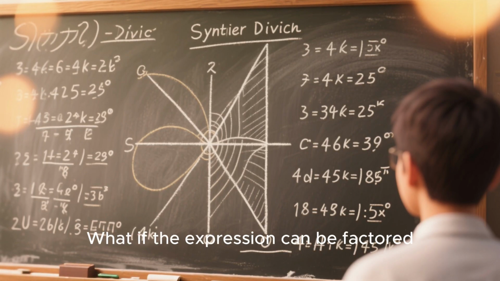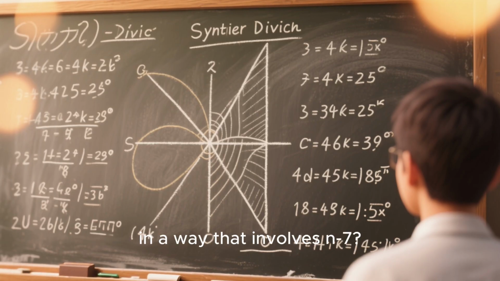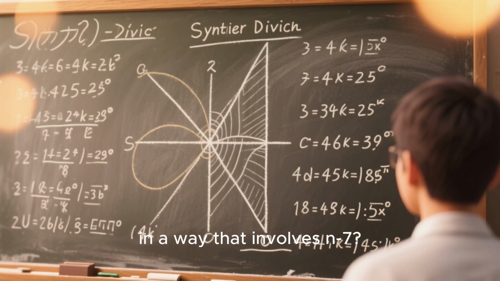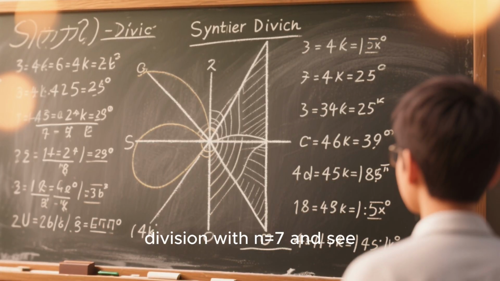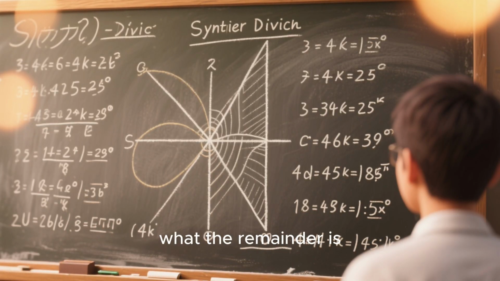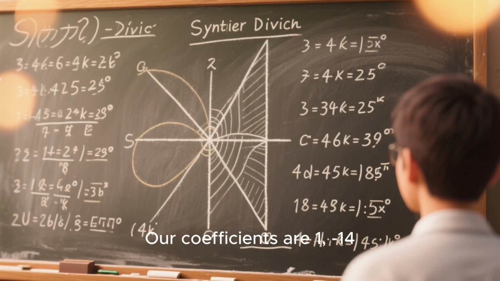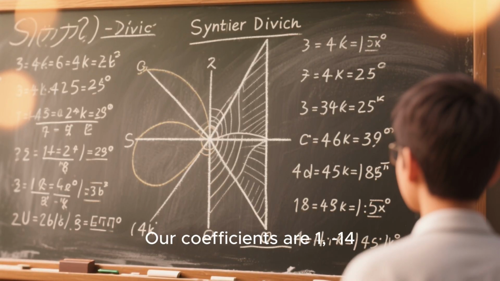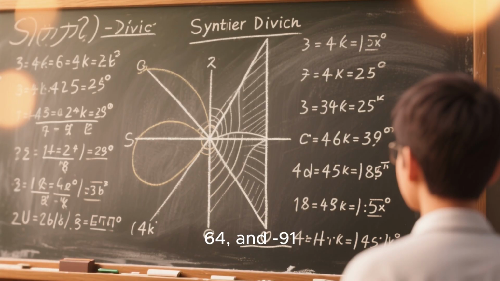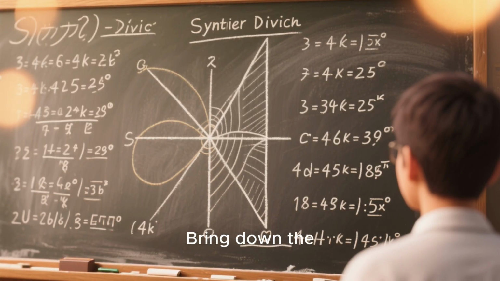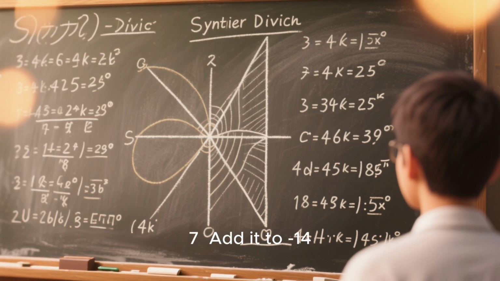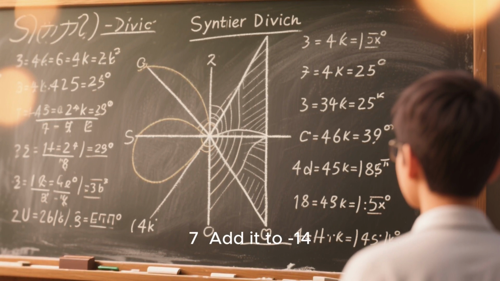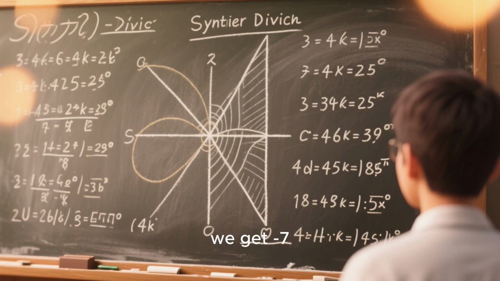What if the expression can be factored in a way that involves n minus 7? Let's try synthetic division with n equals 7 and see what the remainder is. Our coefficients are 1, minus 14, 64, and minus 91. Bring down the 1. 7 times 1 is 7. Add it to minus 14, we get minus 7.